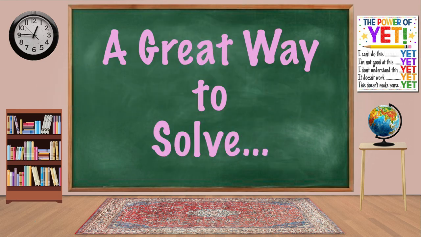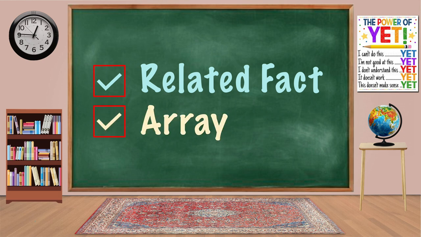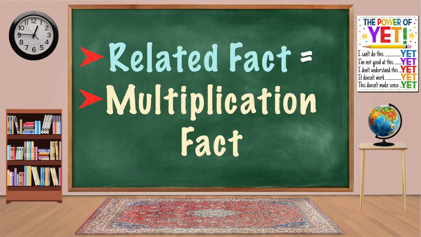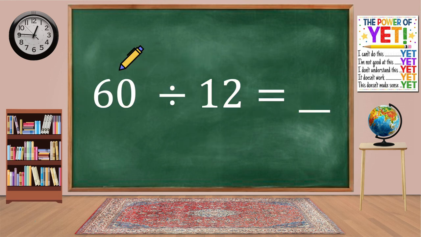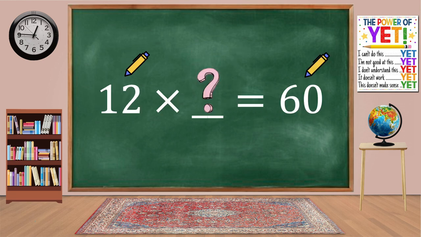A great way to solve a division problem would be to use a related fact and an array. A related fact would be a multiplication sentence. So here's our division sentence. 60 divided by 12 equals what? A related fact is 12 times what equals 60?